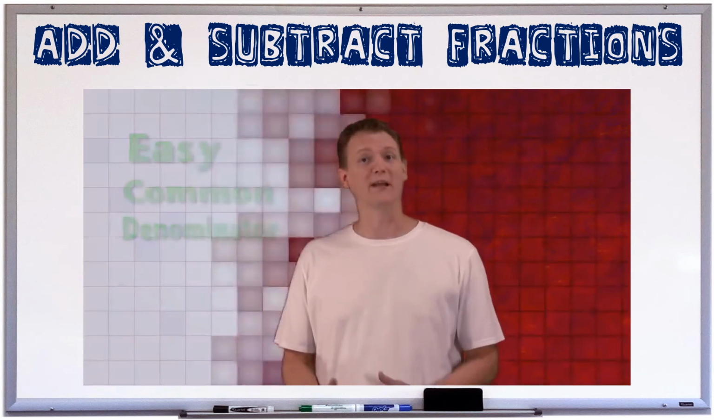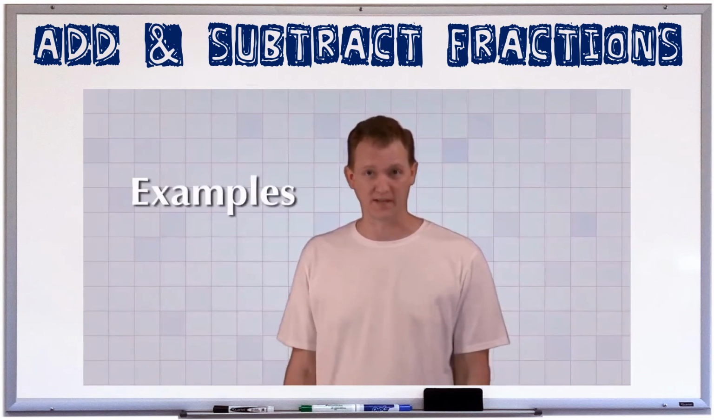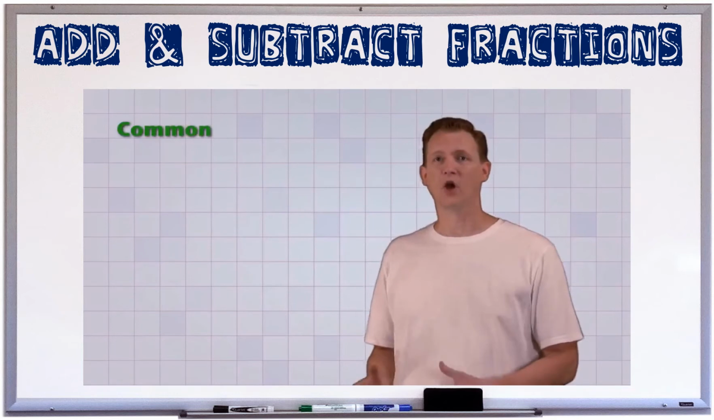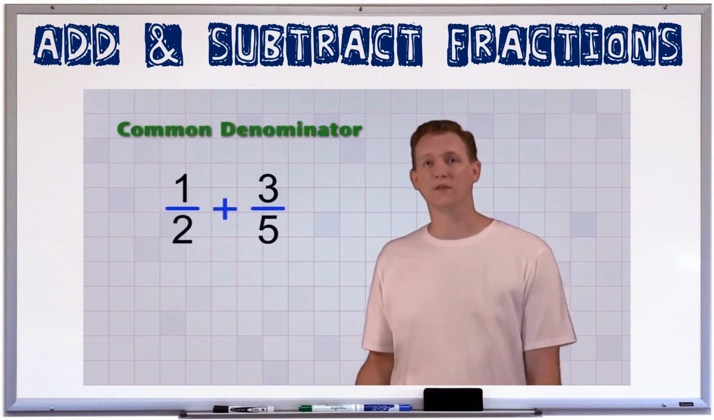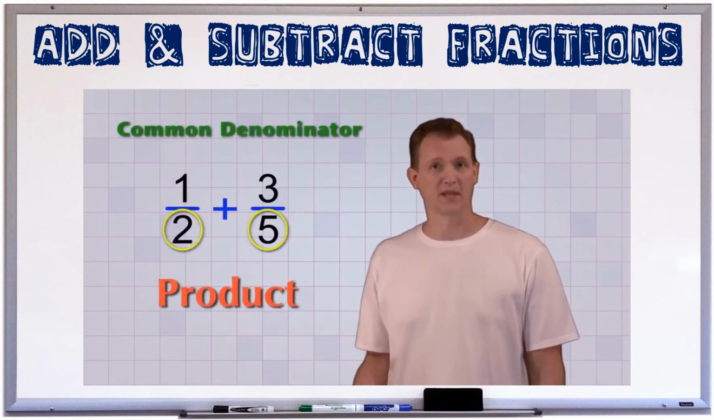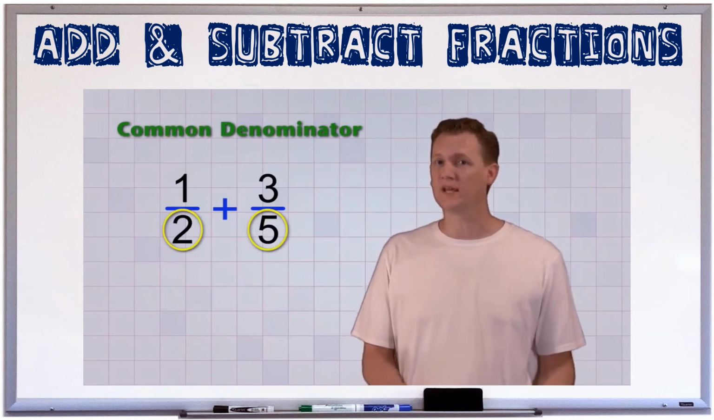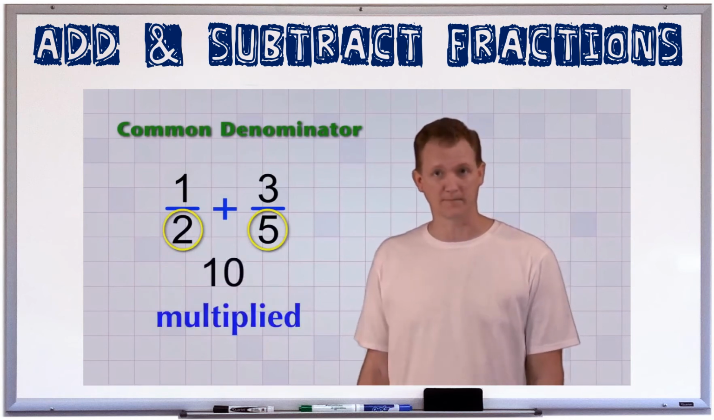But don't worry, it'll make a lot more sense once you've seen a few examples. In this method, the common denominator is always going to be the product of the bottom numbers. In other words, it will be the number you'd get if you multiplied the bottom numbers together.